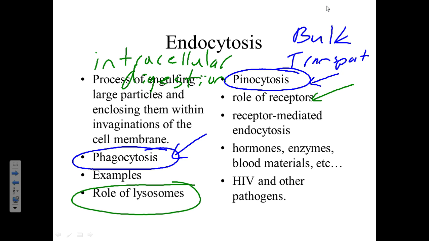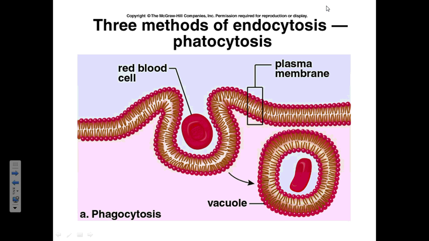Okay. So, now notice there's a typo on this page. This came out of the textbook, but this is supposed to be a G right here. It's not phagocytosis, it's phagocytosis. Here's a cell engulfing a red blood cell.